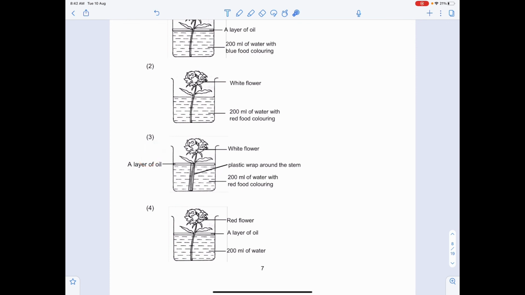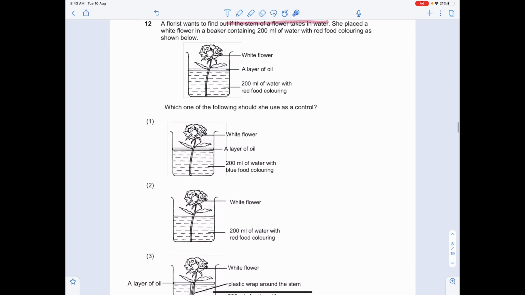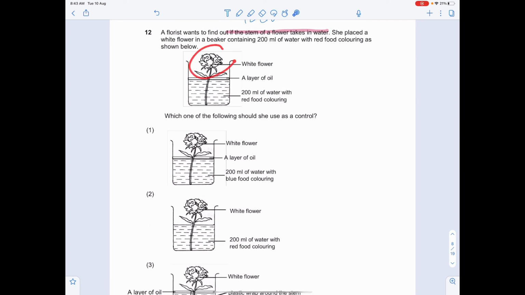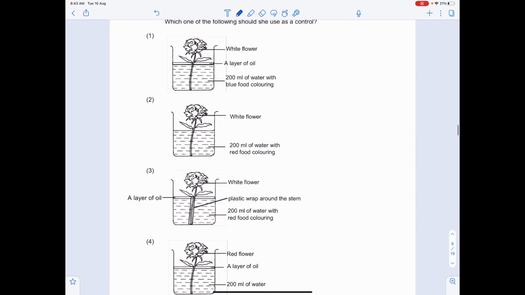Because if you take a look at it, you actually wrap your plastic wrap around the stem. So this prevents any water coming into contact with your stem. So in a sense, your stem is not there. Therefore, proving that if the flower turns red, it'll be because your stem has taken in water. So the answer would be 3.